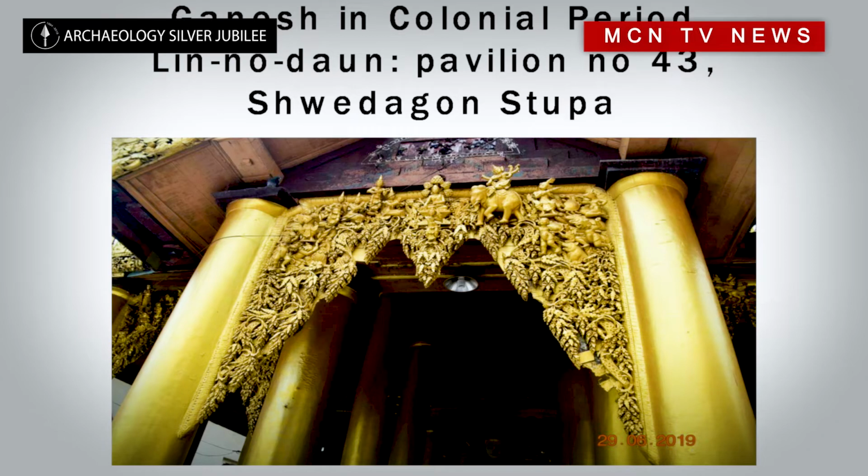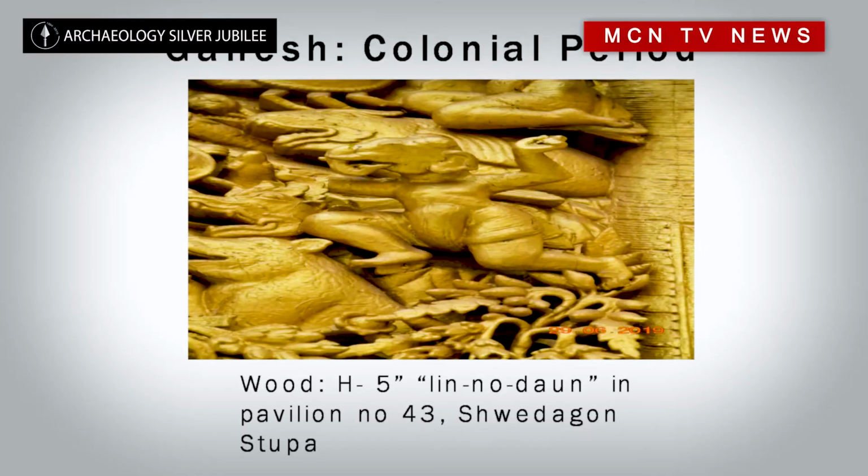That is the Buddha. Here is Maya on the elephant with six hands. These are the troops of Mara, and one of them is Ganesh. Is it Ganesh or not? The right arm is amazing. It is wood, about five inches. The elephant head, the protruding belly. He is wearing a dhoti like the Indians. So that's the colonial period Ganesh.